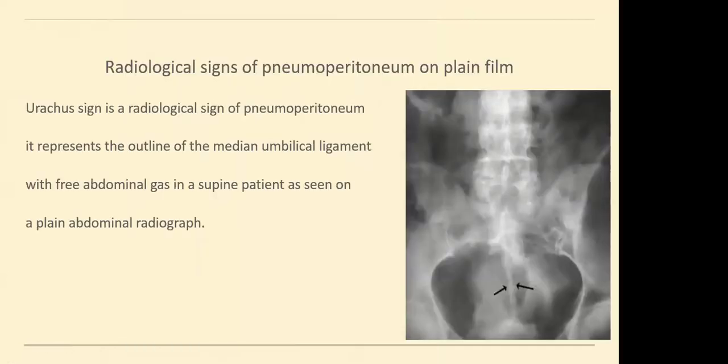Here we'll talk about the radiological signs of pneumoperitoneum, and these are related to the umbilical ligaments that we mentioned earlier. The first is the Eureka sign, which is a radiological sign of pneumoperitoneum. It represents the outline of the median umbilical ligament with free abdominal gas in a supine patient as seen on plain abdominal film. Right here.